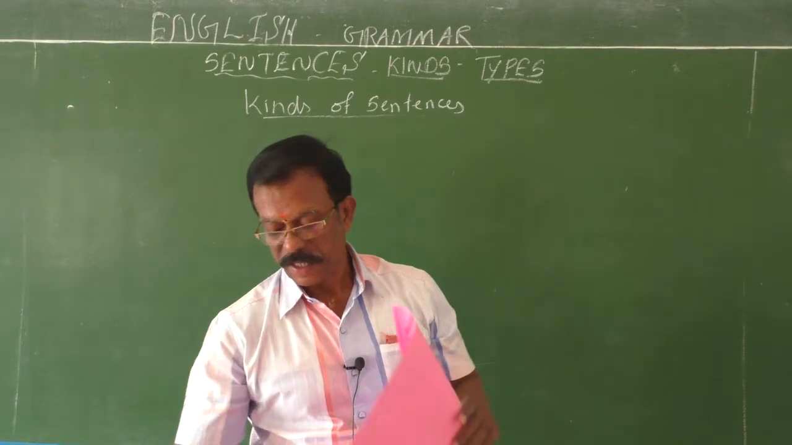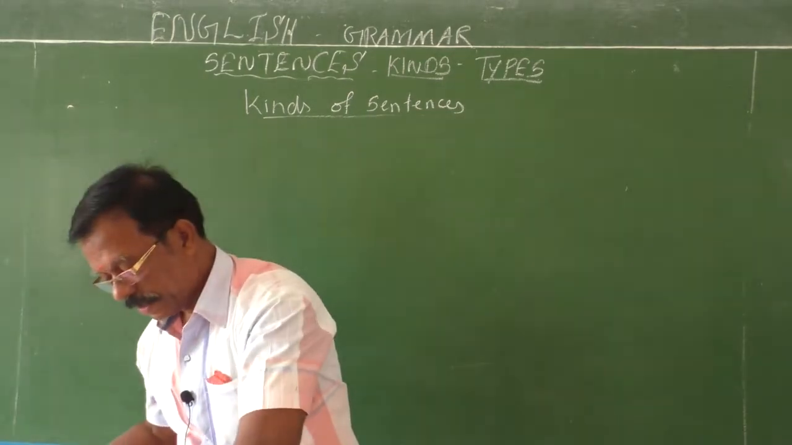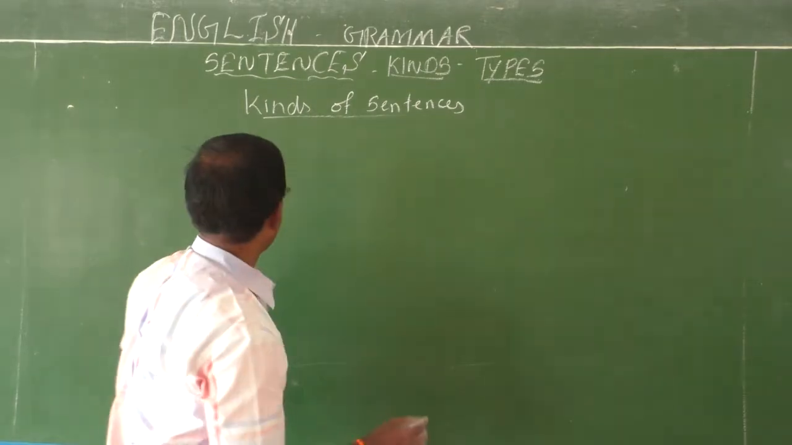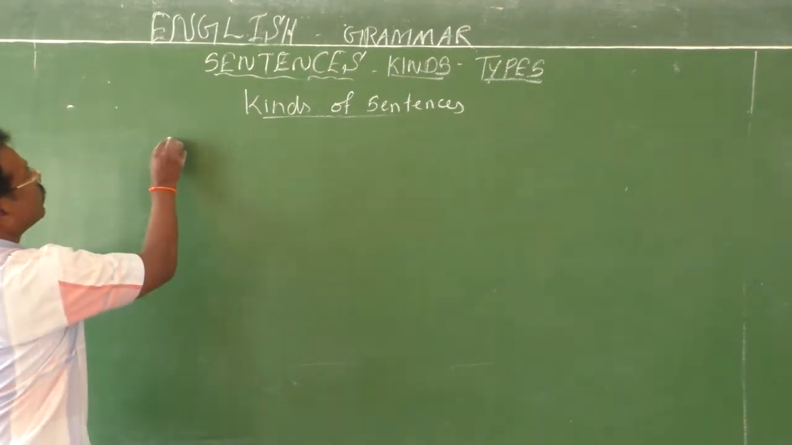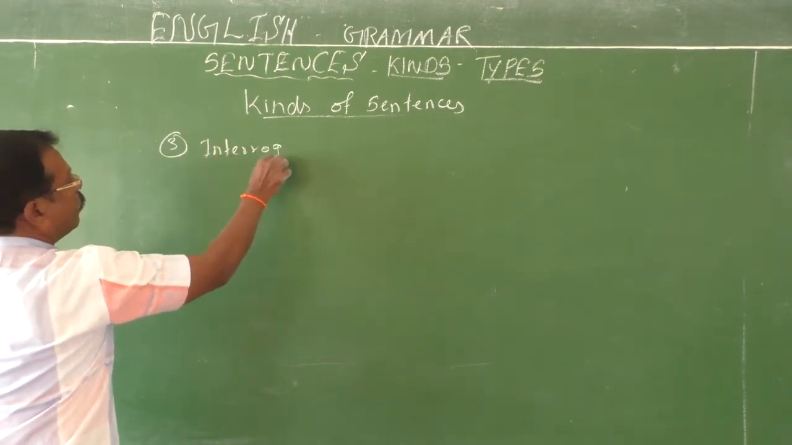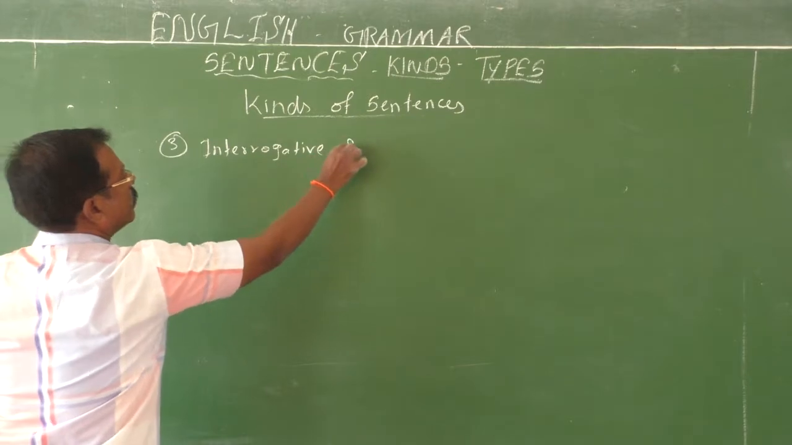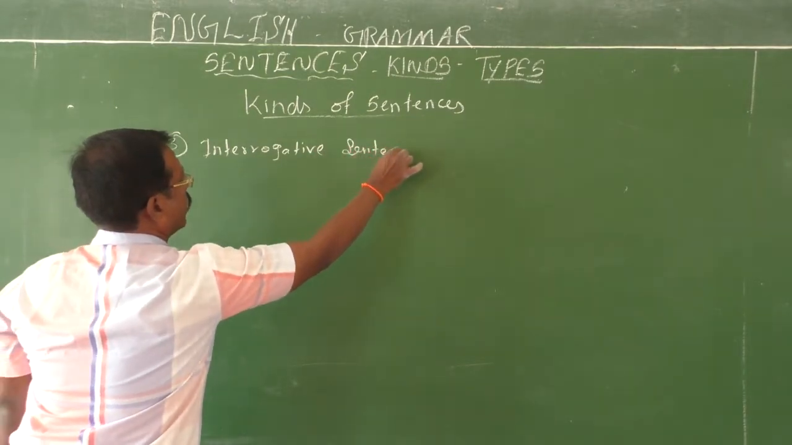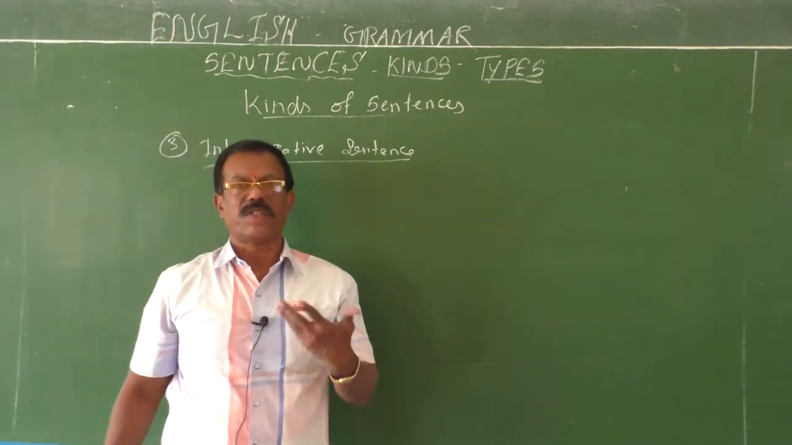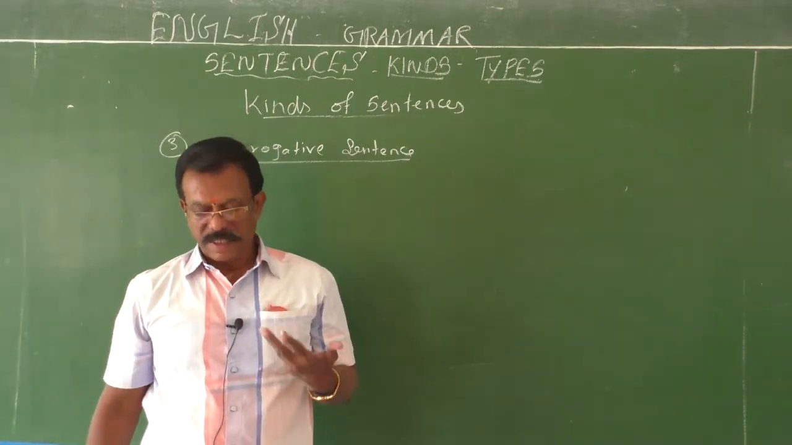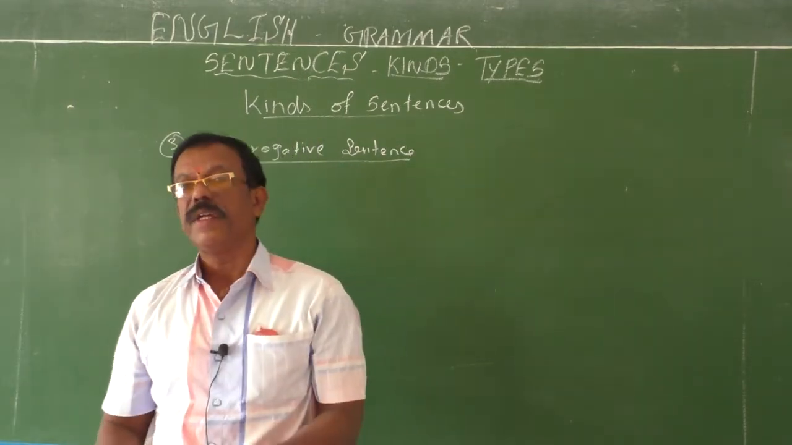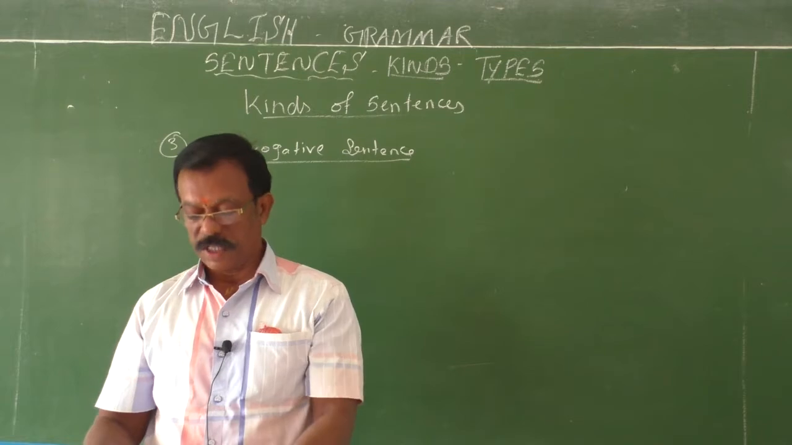Okay, children. Then what is the third one? The third one is interrogative sentences. You know that interrogative sentences are the third kind. What do you mean by interrogation? A sentence that raises a question. A sentence that helps us to frame a question is called an interrogative sentence. So you should know the definition.